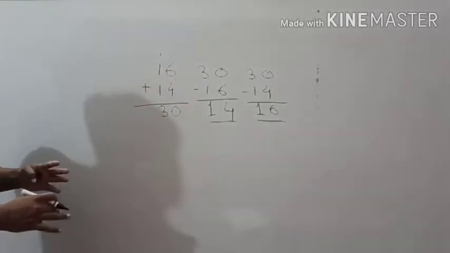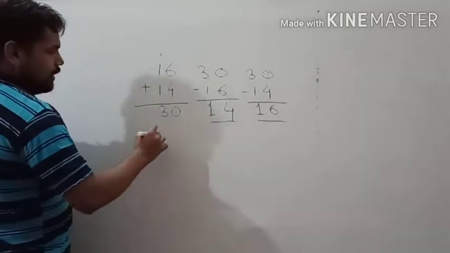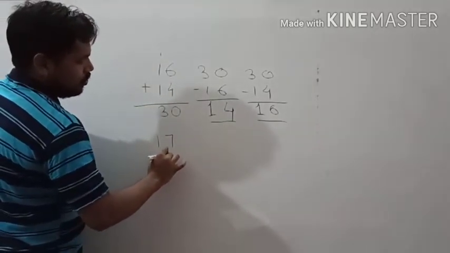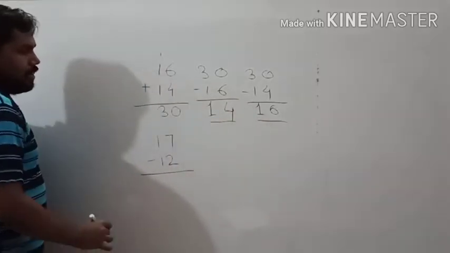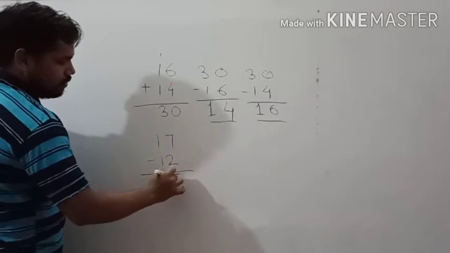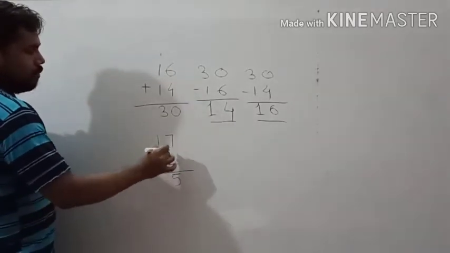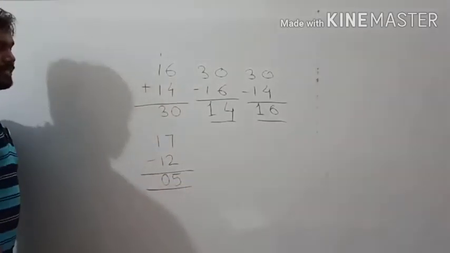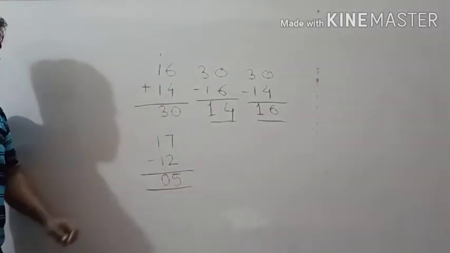Now in case of subtraction, what can we see? Let us suppose the subtraction is 17 minus 12. So 17 minus 12 is how much? 2 plus 5 is 7, and 1 and 1, 0. So 5, right? So this is the difference we are getting.